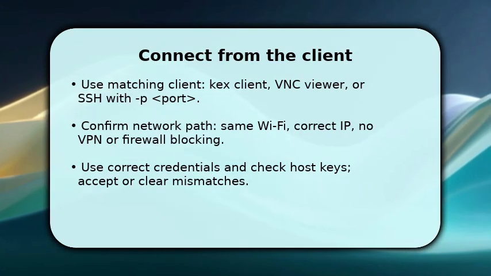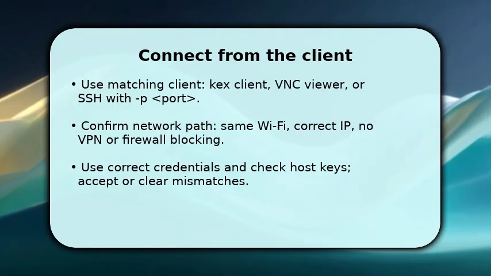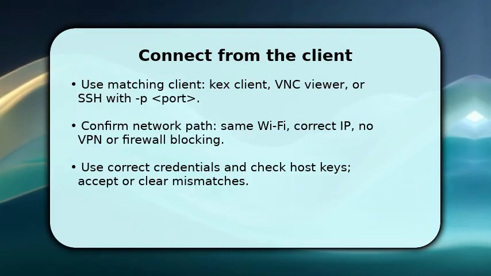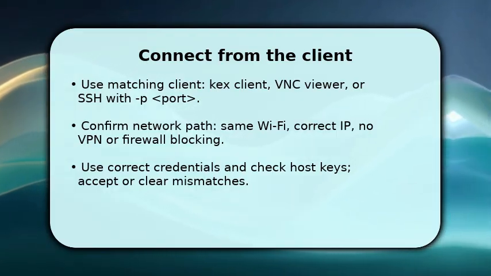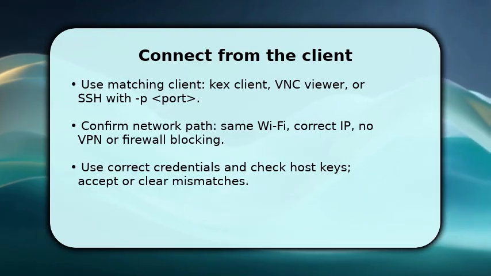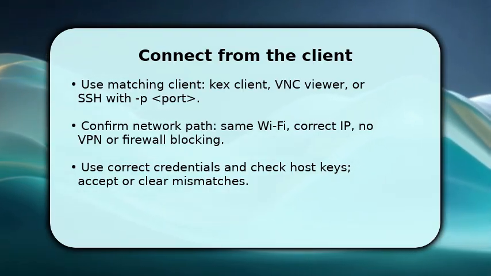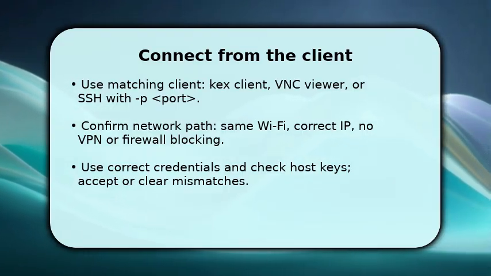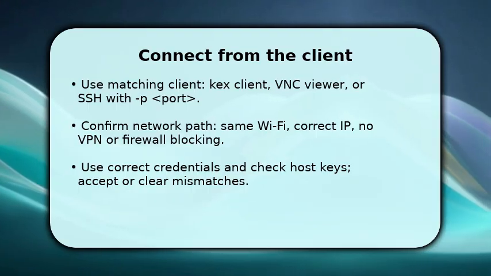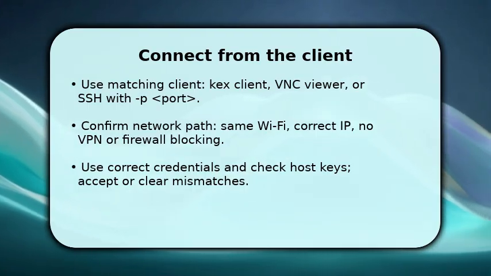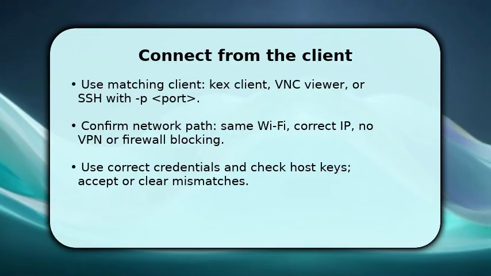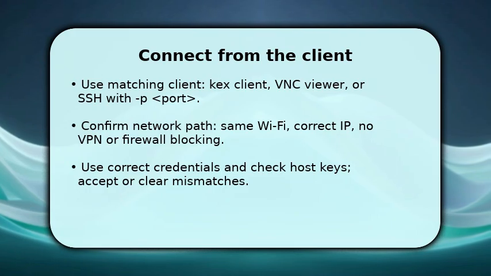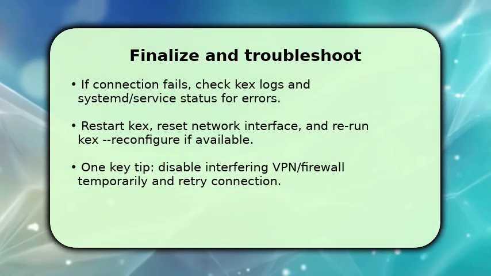Now you connect from the client device using the exact protocol the server published. That might be KEX client, a VNC viewer, or plain SSH with -p and the advertised port. Make sure the client is on the same network or route to the server. NAT, VPN, or firewalls often block the handshake. Use the password you set or the SSH key pair that matches the server. If a host key mismatch appears, clear the old key and reattempt so trust can be re-established. Finish by verifying the session is stable and transferring any display or port forwards you need.